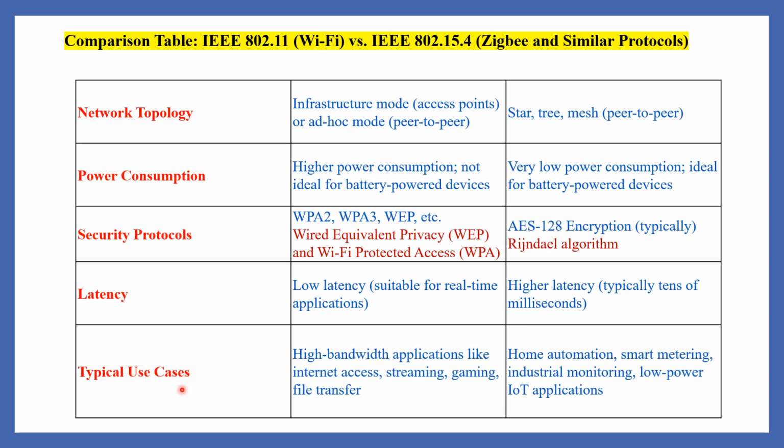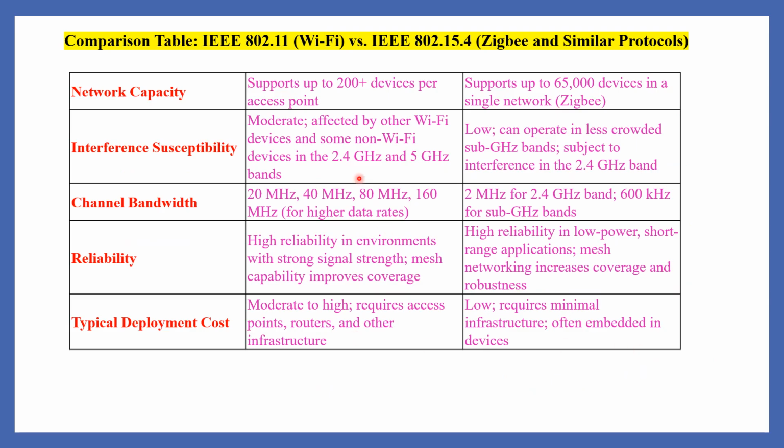When it comes to typical use cases, generally we make use of Wi-Fi standards mainly for high bandwidth applications like, as I've mentioned earlier, internet access, streaming, gaming and file transfer. For home automation, smart controlling devices, IoT devices, we go for WSN, and those are the uses under 802.15.4. Network capacity: when it comes to Wi-Fi, 200 plus devices per access point. Here 65,000 devices in a single Zigbee network. And interference susceptibility: here moderate, here very low.